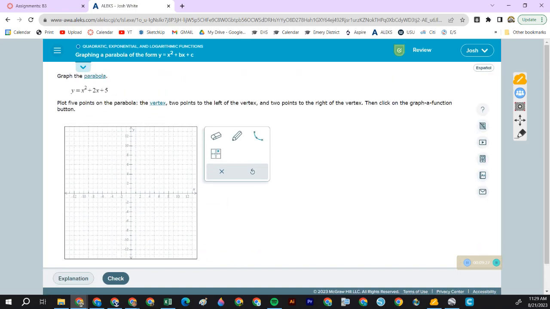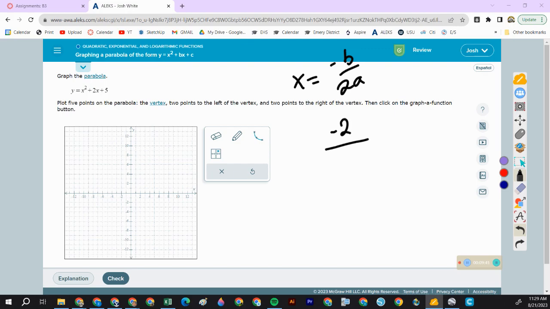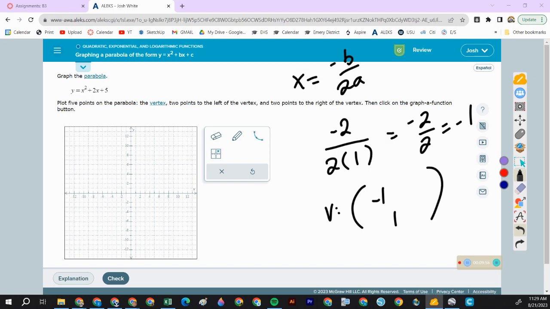Okay. Where is my vertex? The x value of the vertex is always negative b over 2a. In this case, that would be negative 2 over 2 times 1. So that's negative 2 over 2, which is negative 1. So my x value of the vertex is negative 1. How do I find the y value? Plug negative 1 in there.